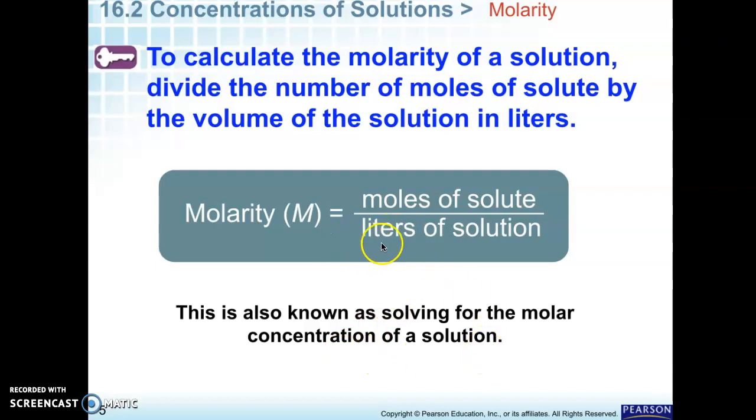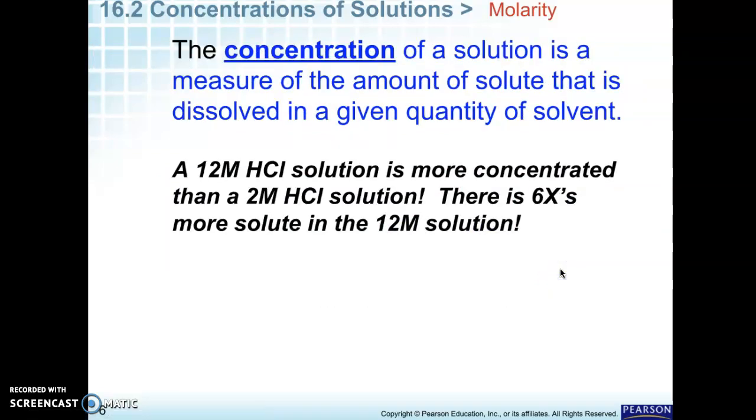Make sure you realize this has to be in liters. The total solution has to be in liters. And if you have grams, you have to convert to moles first. So if I have a 12 molar solution compared to a 2 molar solution, the 12 molar solution has more moles or more grams of solute in it. So it's more concentrated. In fact, it's 6 times more concentrated.